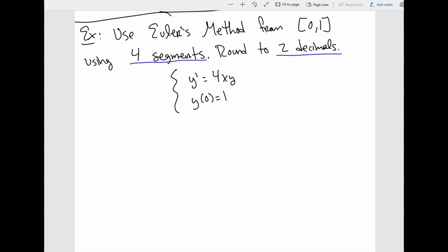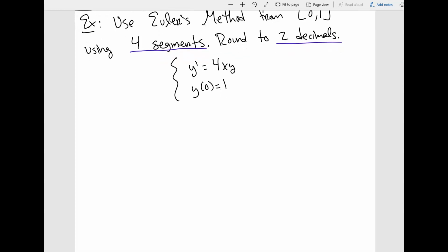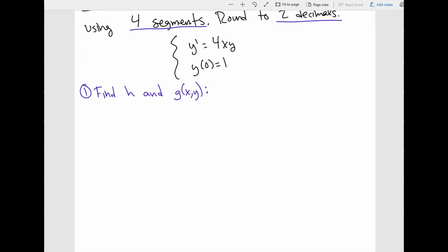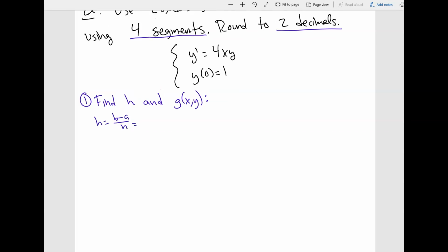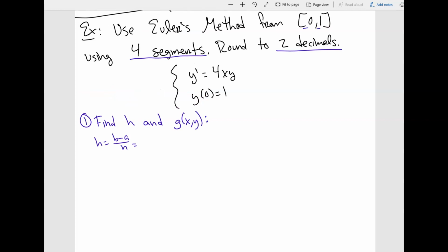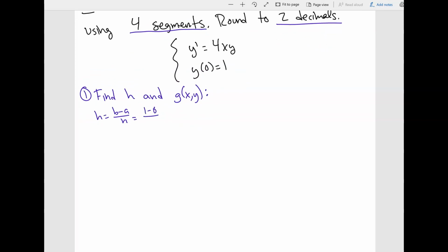Okay, so again, the first thing that you want to do is find h and g of x comma y. So h is going to be equal to b minus a over n. B in this case, because it's between the interval from 0 to 1, it'll be 1 minus 0 divided by n, which is 4. That gives me 0.25. So everything is going to be going by 0.25. Our g of x comma y is going to be whatever's on the right-hand side of y prime. In this case, it's 4xy.